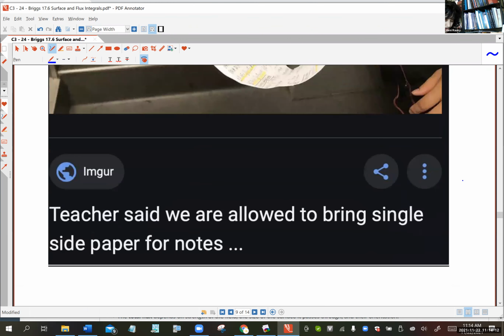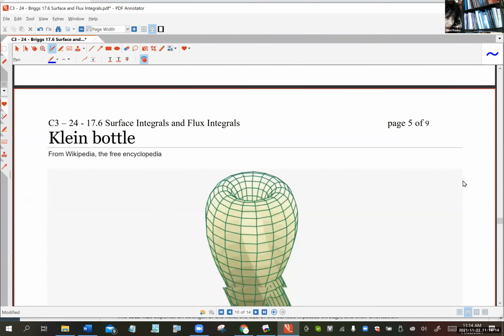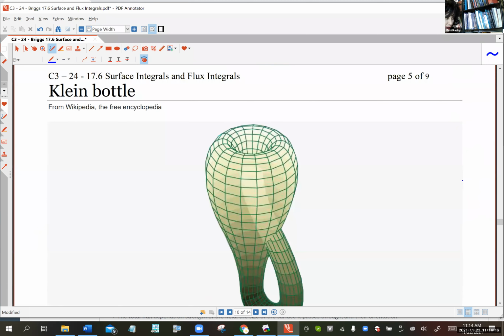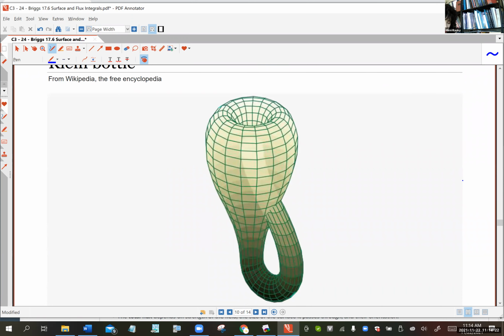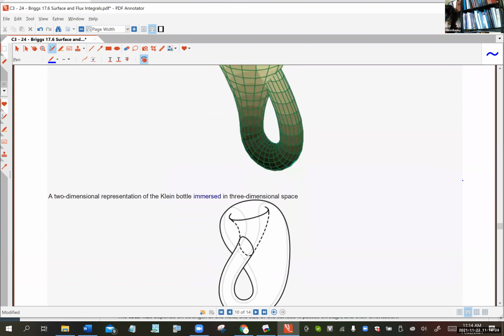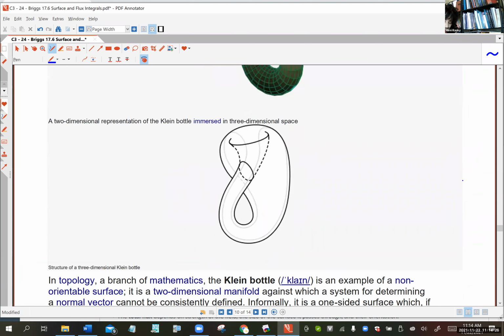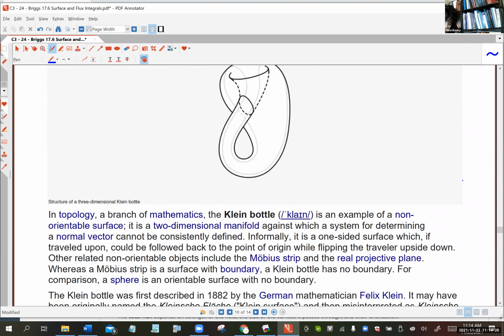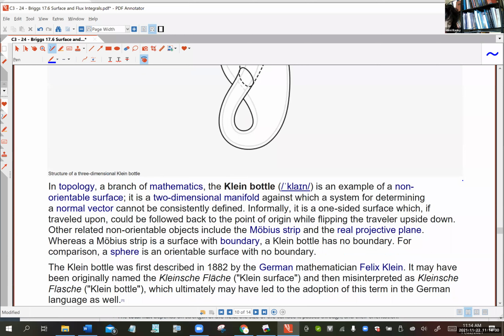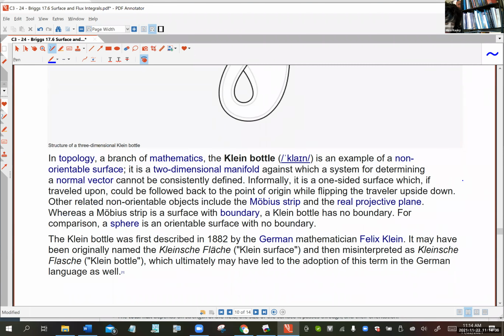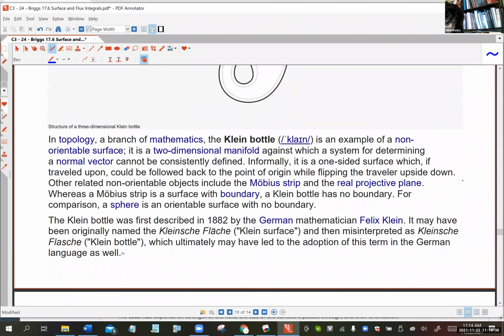And back to the Möbius strip. Here's a sheet of notes, single side. There is such a thing as a sort of a 3D version of a Möbius strip. It's known as a Klein bottle. There's a picture of it. It's kind of cool. Supposedly, this only has one surface. It doesn't have two distinct surfaces. It's got no boundary. You can read about this in Wikipedia. It's kind of fun.